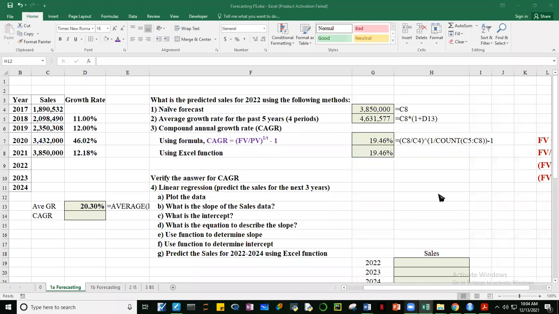Okay, did you get it, guys? I'm getting 19.46%. Exactly the same, guys. You should get the same, guys, because it's the same. You use the RATE function in order to compute for the growth rate.